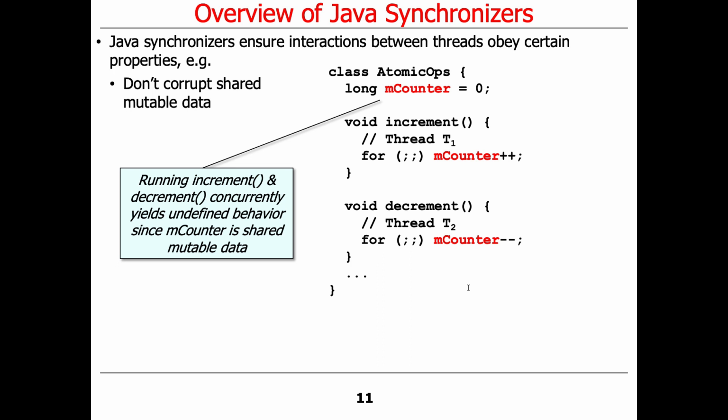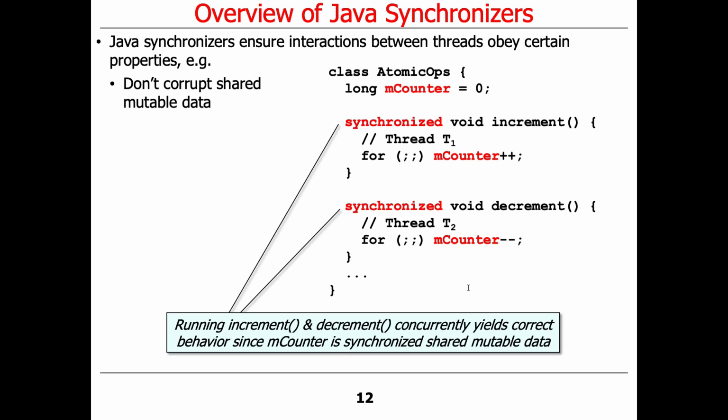There are lots and lots of ways to solve this. Here is a very simple way of doing it, not the only way, not even necessarily the best way. The simple way to do this is just to make increment and decrement synchronized methods, which means only one of them at a time can be running, and therefore only one of them at a time can increment and decrement the mCounter field, even if they're running in different threads.